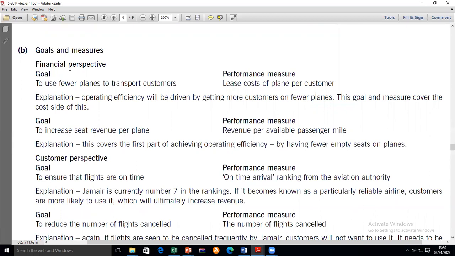What is the goal? We saw earlier that in the financial perspective, one of the most important things that we must monitor is your revenue. The revenue. So the goal that we have is to increase seat revenue per plane. For every seat, how much? The possible indicator is revenue per available passenger mile. For every passenger mile, because at the end of the day, you would have traveled so many passenger miles. So for every passenger mile, how much revenue are we making?